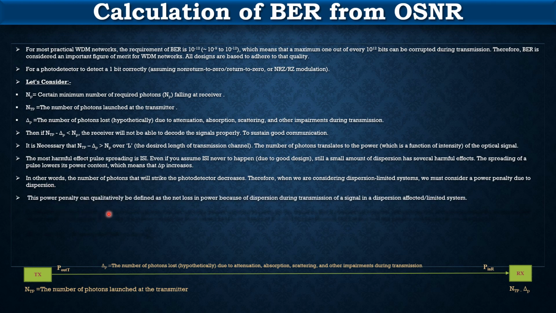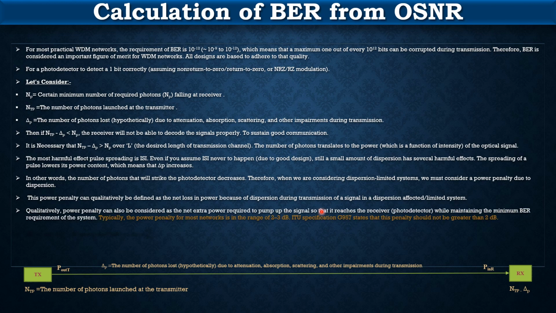This power penalty can qualitatively be defined as the net loss in power because of dispersion during transmission of the signal in a dispersion limited system. Qualitatively, power penalty can also be considered the extra power required to pump up the signal so that it reaches the receiver. This is the power penalty. This is a very important feature. This is a very important consideration. This is a very important point. To recover from the dispersion, this power penalty must be added.